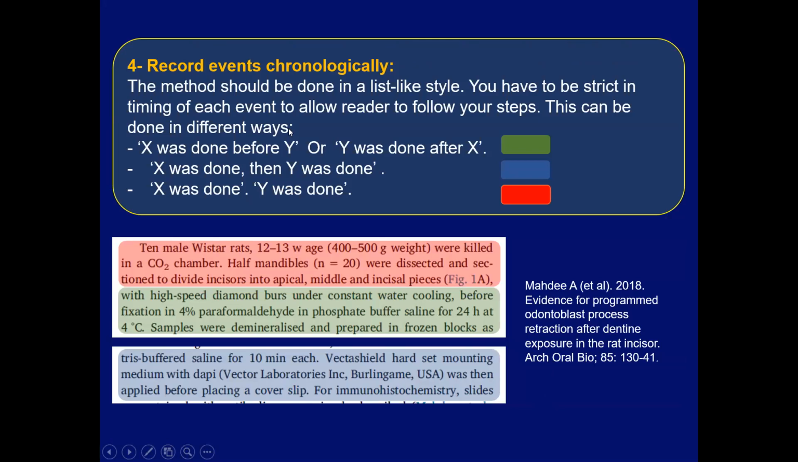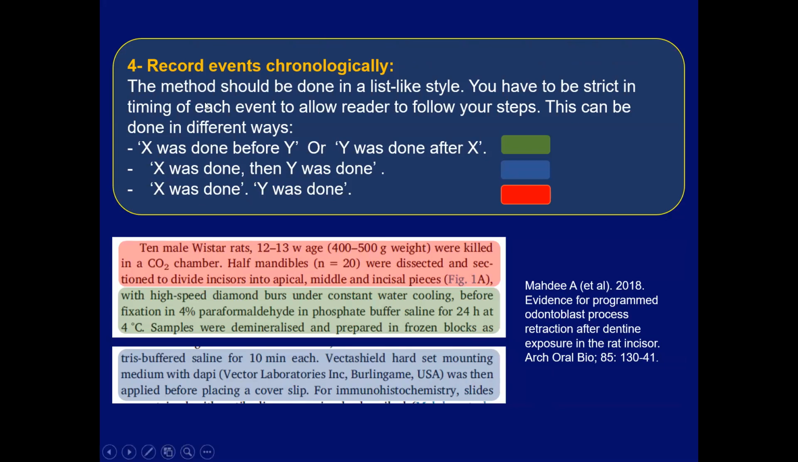When you are recording your events chronologically, as I just mentioned a minute ago, the method should be done in a list-like style. You have to be strict in the timing of each event, so that the reader can imagine and understand exactly which one you did before the other. This could be done in different ways.